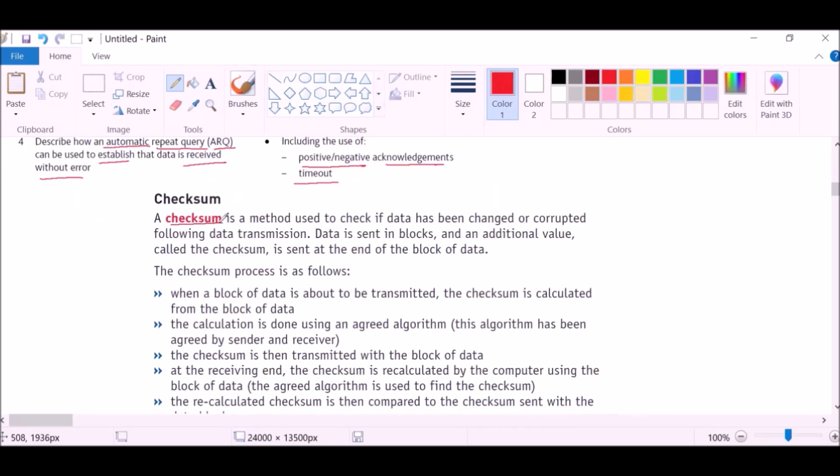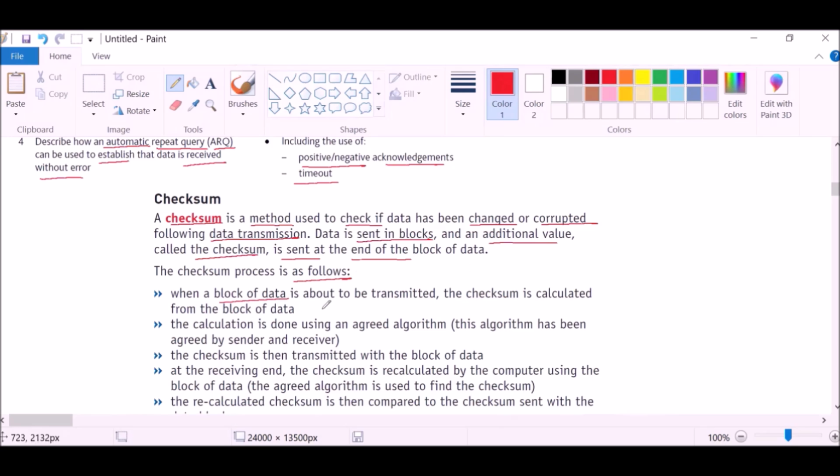Checksum. A checksum is a method used to check if data has been changed or corrupted following data transmission. Data is sent in blocks, and an additional value called the checksum is sent at the end of the block of data. The checksum process is as follows.